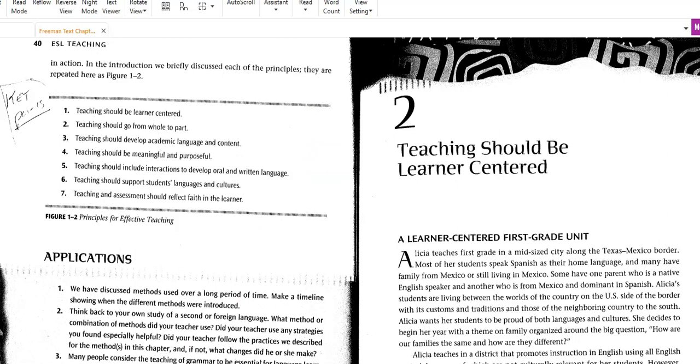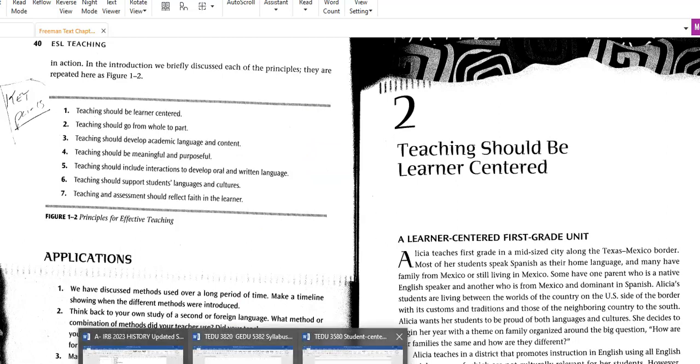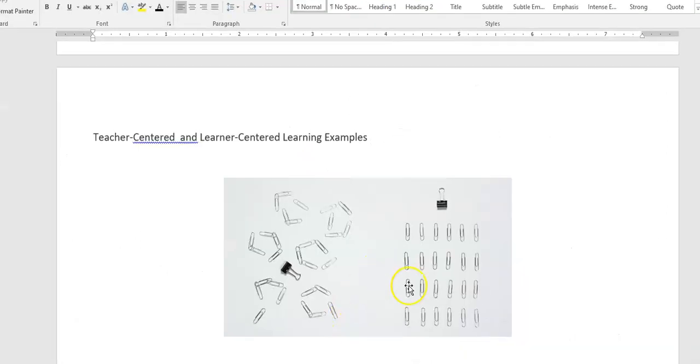I will put up this activity. Let's see if I have it here. And the activity shows this graphic with paper clips. If you have a teacher-centered class right here, your teacher's in the front of the class and he or she is in charge of delivering the information. The class is very organized. Students are in rows. They're listening. They're taking notes. And the teacher's really in control of the learning process.